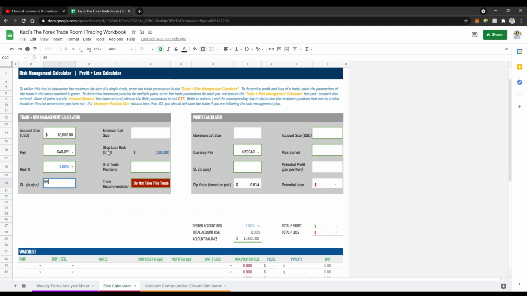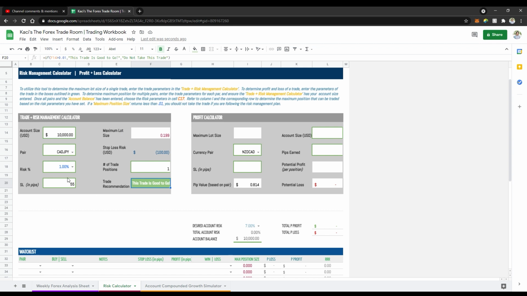I put in my stop loss here. This asks you how many positions you want to take, so I'm going to pick one. You see how this switched over to "this trade is good to go." It's telling me that if I want to lose only 55 pips and 1% of my account, then I can only trade $2.